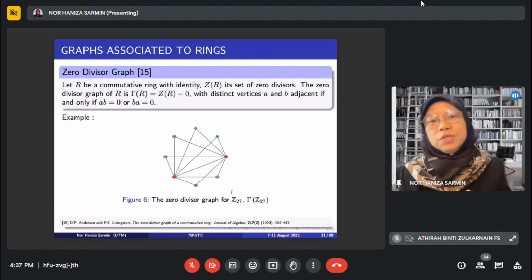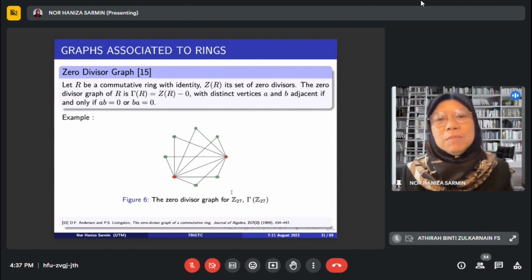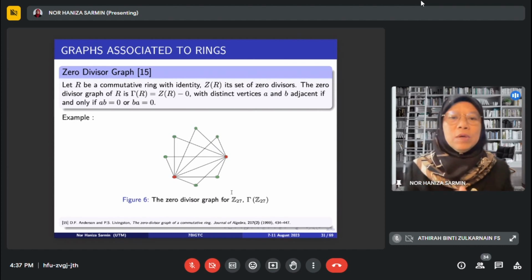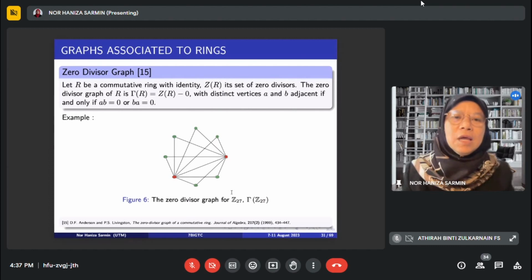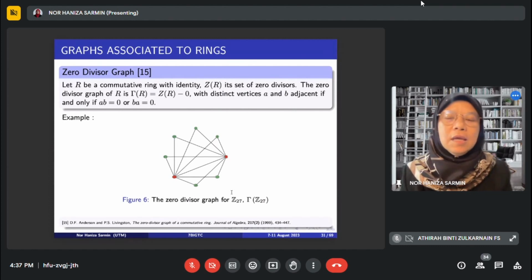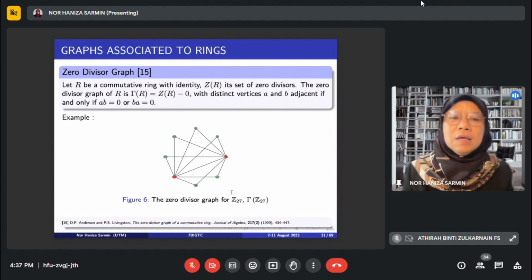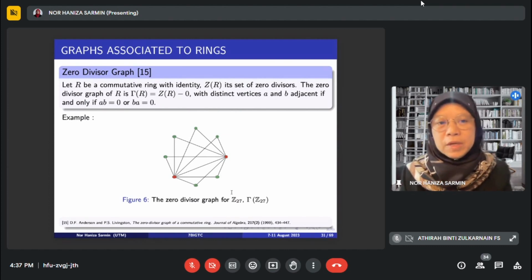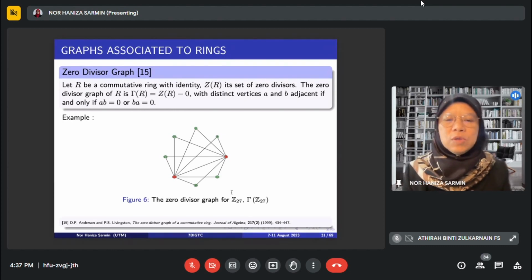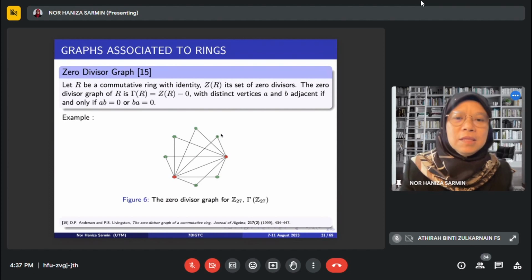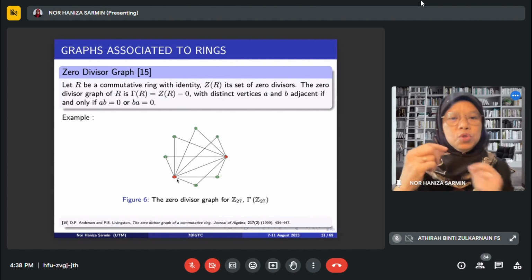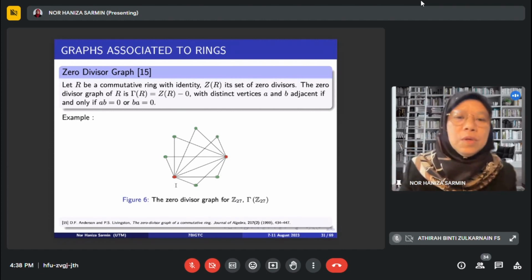And there's another one in which the vertices are all elements of the group G. But the one that we have is that the vertices are the non-zero zero divisors, and two vertices A and B are adjacent if the product AB or BA is 0. So for example, for Z27, you cannot really see, but these are the non-zero zero divisors, and if the product of those two is 0, you will have adjacency.